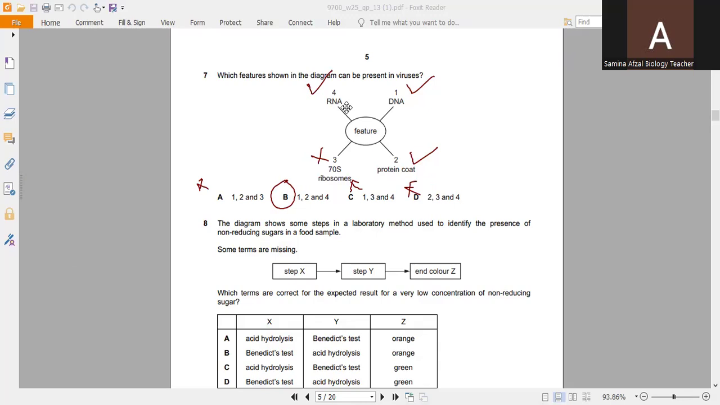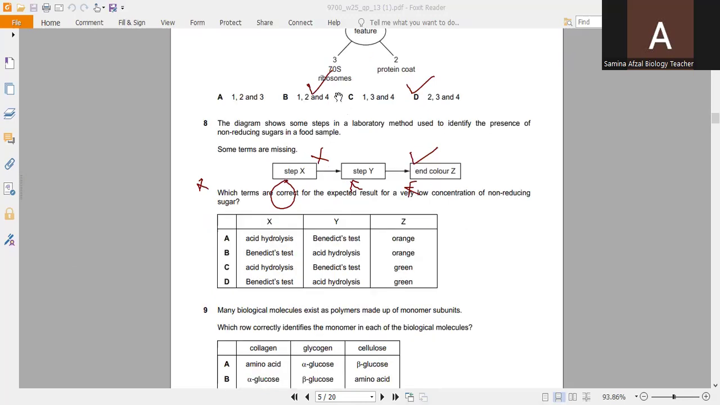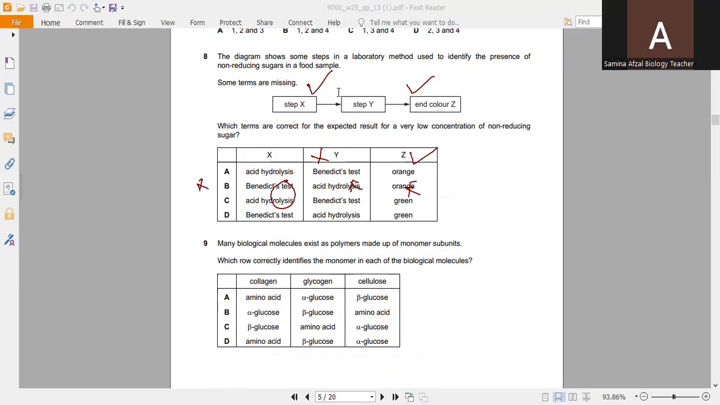Now we are going to move towards question number 8. The diagram shows some steps in a laboratory method used to identify the presence of non-reducing sugars in a food sample. Some terms are missing: step X, step Y, and end color C. Which terms are correct for the expected results for a very low concentration of non-reducing sugar?